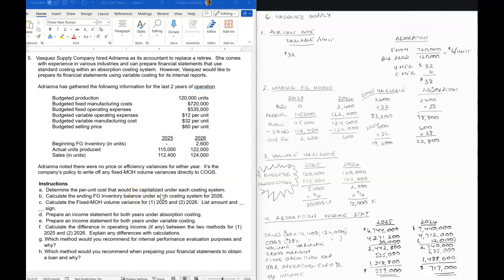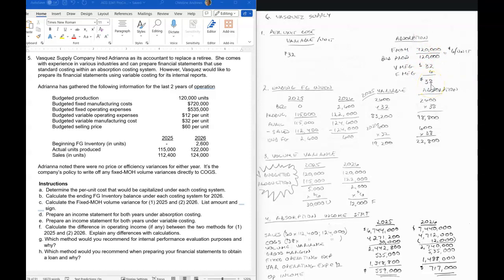Under variable costing, our variable cost per unit is $32. Just the variable cost, because don't forget that fixed overhead is written off in total. Under absorption costing, we've got fixed manufacturing cost of $720,000. Our budgeted production was 120,000, so that's $6 per unit of fixed cost. Our variable manufacturing is $32 and the fixed manufacturing is $6, so our per unit cost under absorption costing is $38.